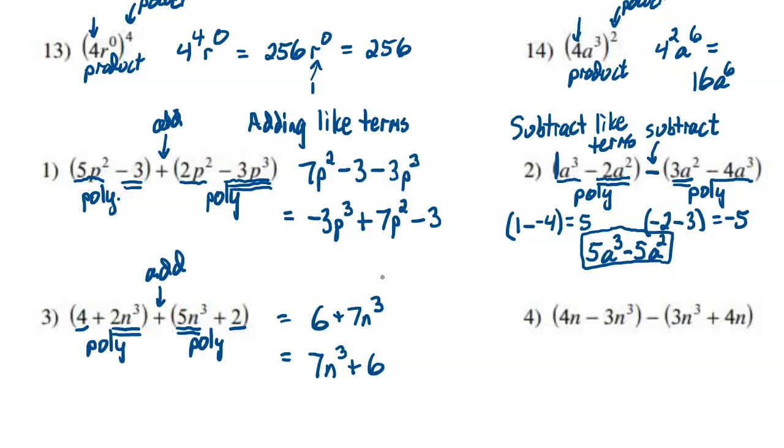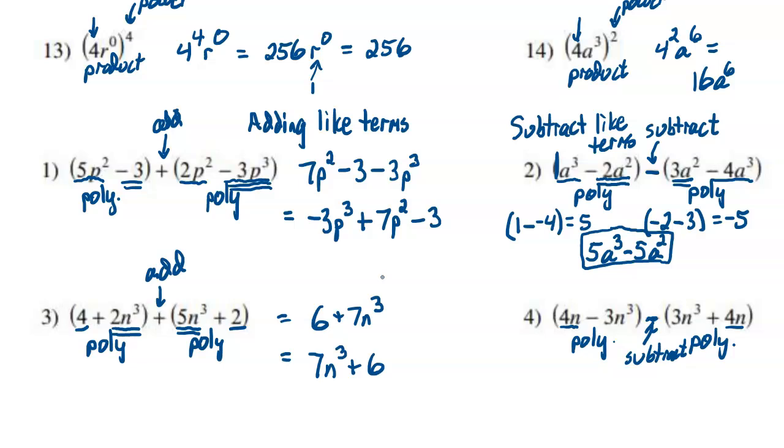Okay, question 4. There's a polynomial, another polynomial over here, and subtraction. To subtract polynomials, you subtract the like terms. 4n, subtract 4n. That makes 0, 0n. I'm not even going to write that.